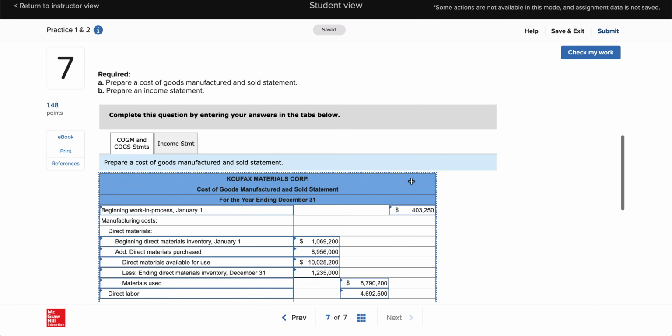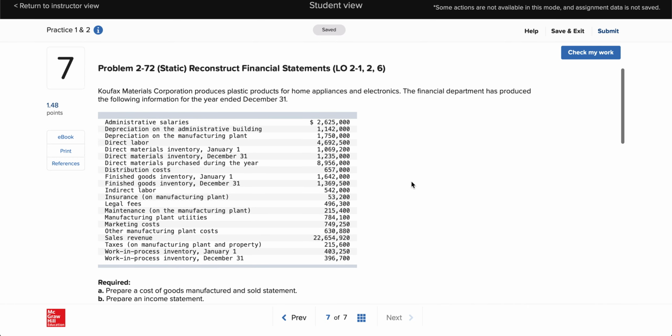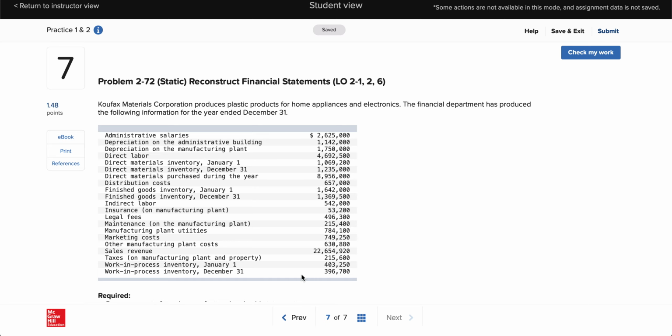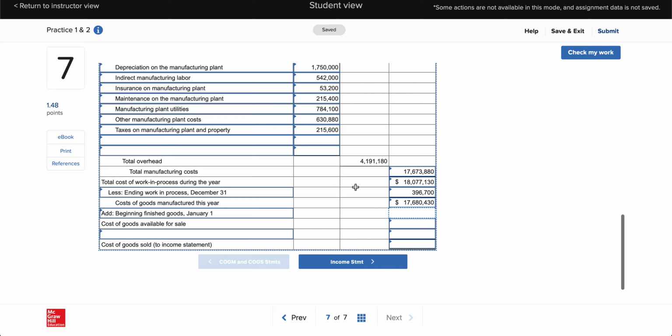That number is beginning, and we want the beginning finished goods in this case. 1,642,000. This gives us cost of goods available for sale. Add these two together. Typically, if we're writing the formula out again, we would see the beginning balance plus cost of goods manufactured equals cost of goods available for sale. So these two are just switched, but because they're added together, it doesn't matter what order you put them in. This gives us 19,322,430.